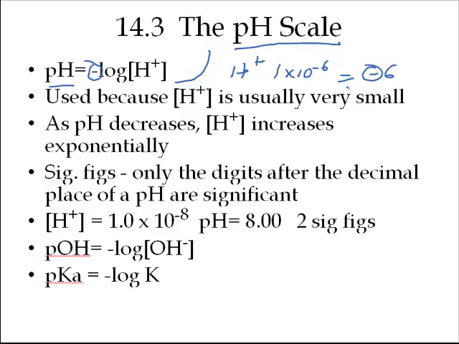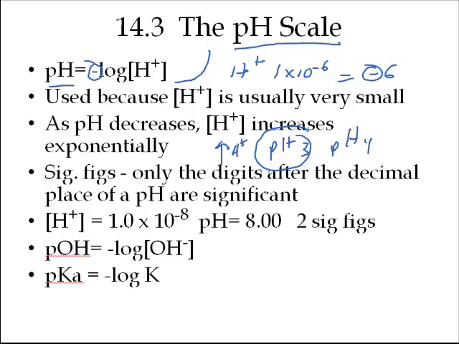Now, the reason we use this scale is because the concentrations for most of the acidic and basic solutions we're going to deal with is usually very small. And so by using the scale, it allows the number to change a decent amount so we can tell the difference between small changes. And then, as you can see in this bullet, as the pH decreases, the H concentration increases. So if I had a pH of 3 versus a pH of 4, this one right here would have a greater H plus concentration.